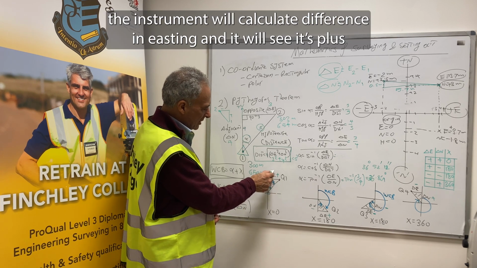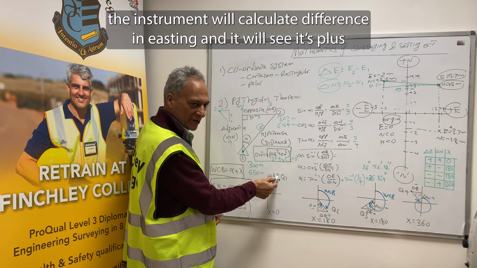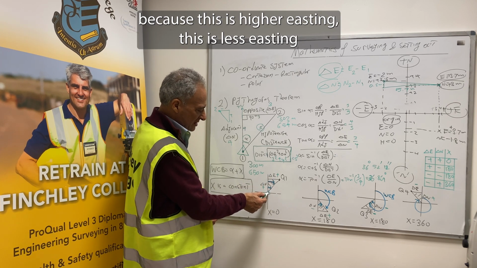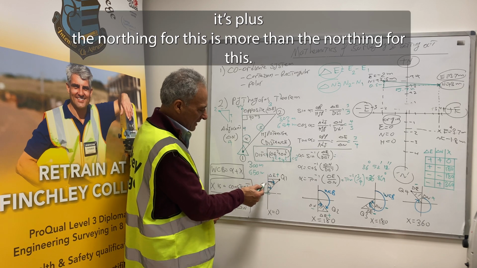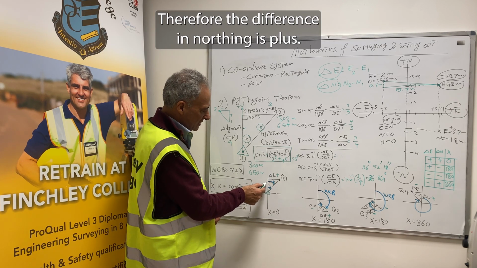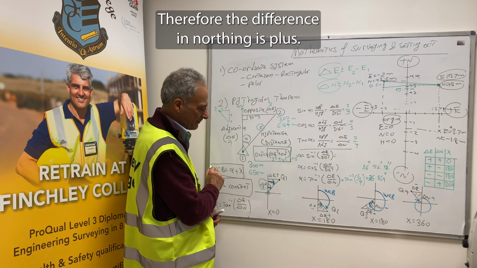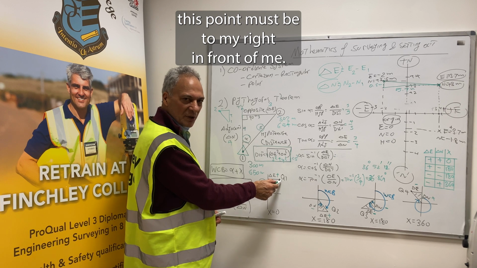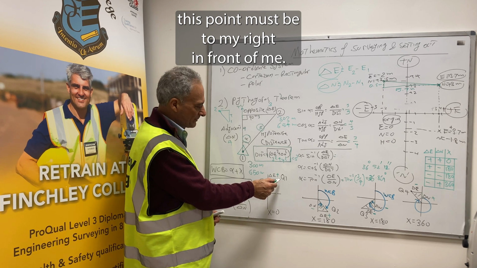The instrument will calculate difference in easting, and you will see it is plus, because that minus that is more. This is higher easting, this is less easting, therefore it is plus. The northing for this is more than the northing for this, therefore the difference in northing is plus. So then it says this is plus, this point must be to my right in front of me.